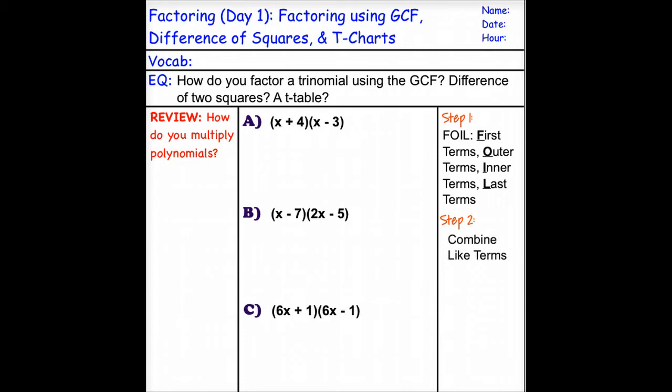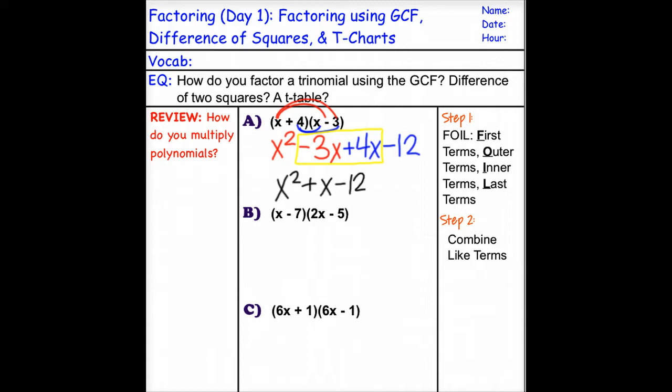So if we take a look at this first example of x plus 4 times x minus 3, that means we're going to take x times x, which is x squared, and then x times minus 3, which is minus 3x. Then we have 4 times x, which is 4x. And then 4 times negative 3, which is negative 12. And then combining like terms, which will always be these middle two terms, we end up with a final solution of x squared plus x minus 12.